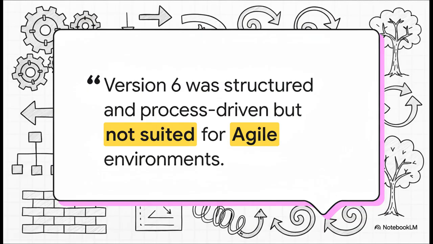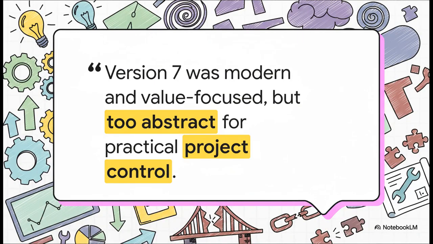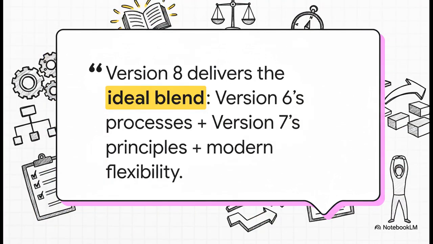So if you remember nothing else from this, remember these 3 things. First, version 6 gave us incredible structure and control, but it just wasn't built for the fast-paced, modern, agile world. Second, version 7 tried to fix that with a modern, value-focused mindset, but it swung too far. It became too abstract and left a big hole where practical project controls used to be. And finally, this is the most important takeaway. Version 8 delivers that ideal blend we've been talking about. It brings back the practical processes from version 6, combines them with the powerful principles of version 7, and wraps the whole thing in a layer of modern flexibility.